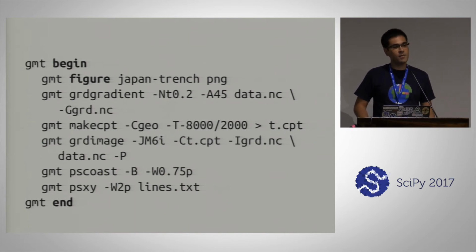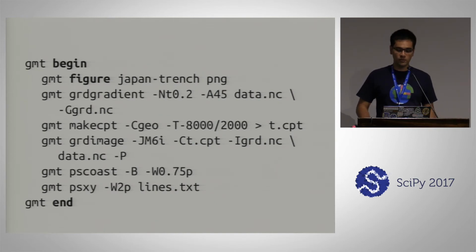And another new command is gmt figure, which starts a new PostScript figure. In this case, we're going to call it Japan Trench, and we want the output to be a PNG. And then you do the module calls, which are pretty much the same.